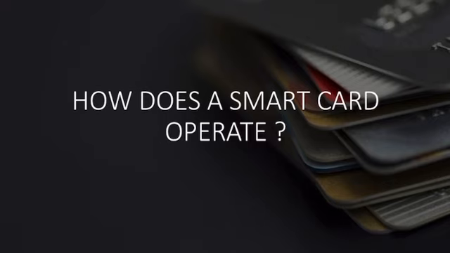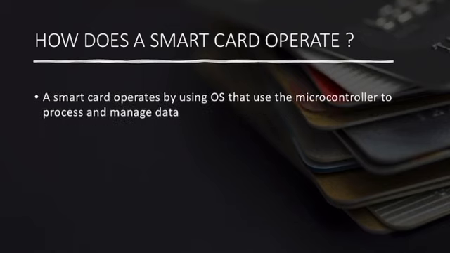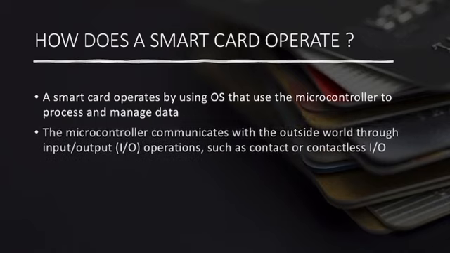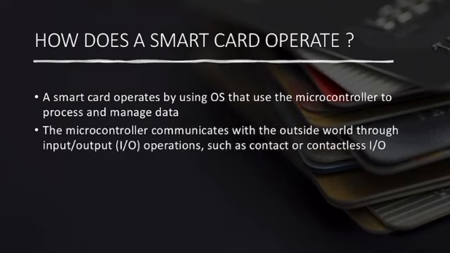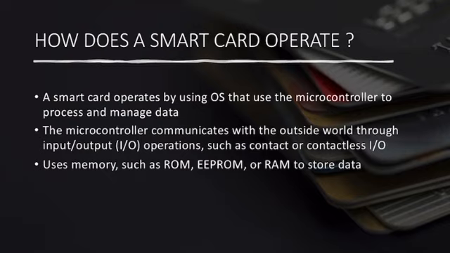كده يبقى خلصنا الاركتكتور، ويبقى معانا آخر جزء أو الجزء اللي قبل الأخير اللي هو how does a smart card operate. A smart card operates by using operating system that use a microcontroller to process and manage data. Microcontroller communicated with the outside world use the input-output operation زي ما قلنا قبل كده. We use a memory such as ROM or EEPROM or RAM to store the data.